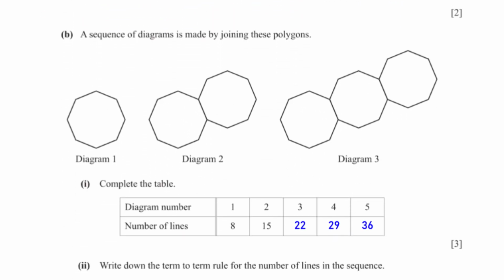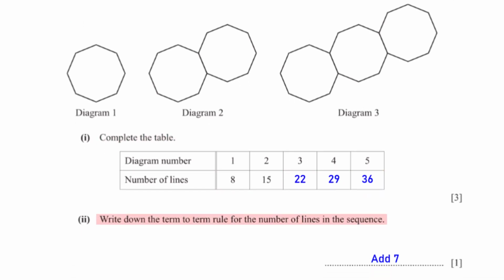A sequence of diagrams is made by joining these polygons. Complete the table. When we count the number of lines in diagram 3, we get 22. We see that the number of lines keeps increasing by 7. So the number of lines in diagram 4 would be 22 plus 7, which is 29. And the number of lines in diagram 5 would be 29 plus 7, which is 36. Write down the term-to-term rule for the number of lines in the sequence. The term-to-term rule is to add 7.